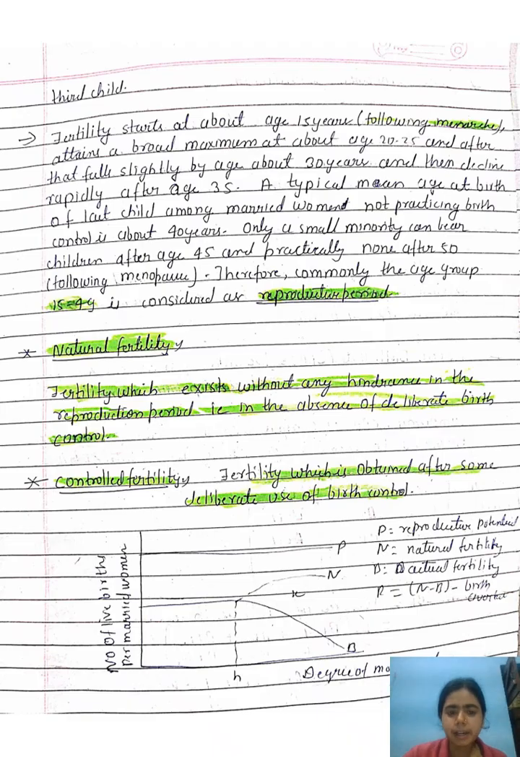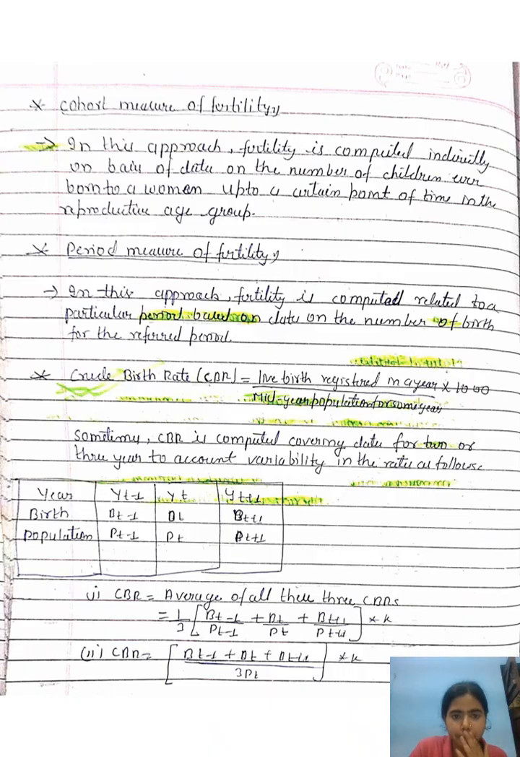Natural fertility: fertility which exists without any hindrance in the reproduction period, that is, in the absence of any birth control. Controlled fertility: fertility which is obtained after some deliberate use of birth control. Cohort measure of fertility: in this approach, fertility is compiled indirectly on the basis of data on the number of children ever born to women up to a certain period of time in the reproductive age group.